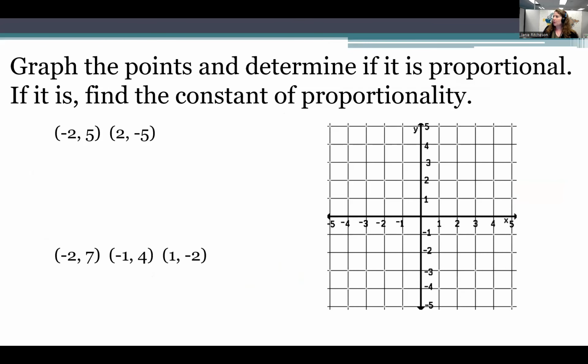All right, graph the points and determine if it's proportional. If it is, find the constant of proportionality. So if x is -2, go left 2 and up 5. And then we're going to go right 2, down 5. From the origin, we're going to go right 2, down 5.